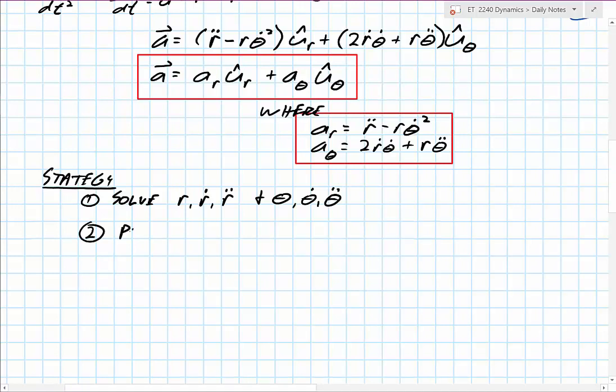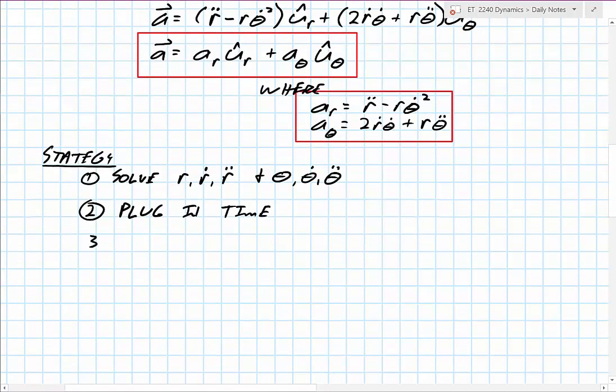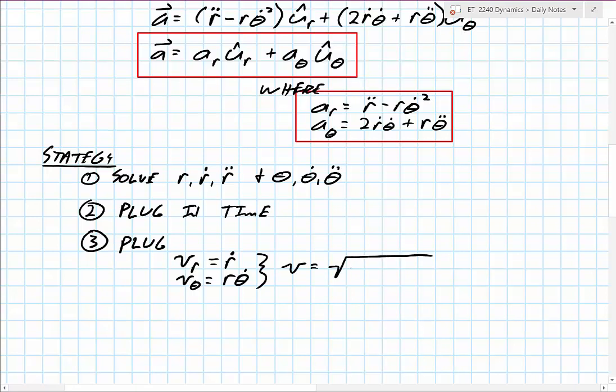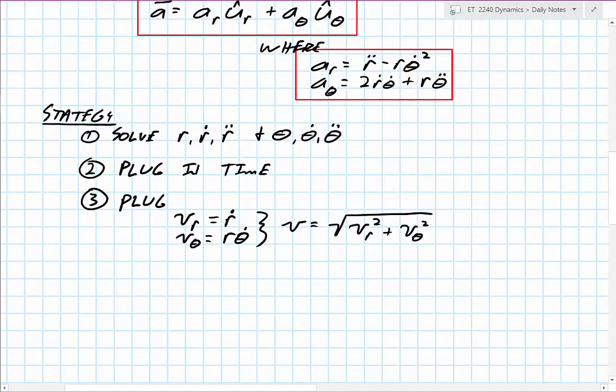If that's true, the next thing you'd want to do is plug in whatever time is given, because you might have your r dot, r double dot all as functions of time. If you want to know the velocity and acceleration at time equal 3 seconds or something like that, then you plug in 3. Lastly, looking at what we have up above, I want to solve for this velocity in the radial direction, which is just my r dot, my velocity in my theta direction, which is just equal to r theta dot. When I have those two components of velocity, I can find my total velocity, which would be equal to the square root of the squares, which we've seen before, right?